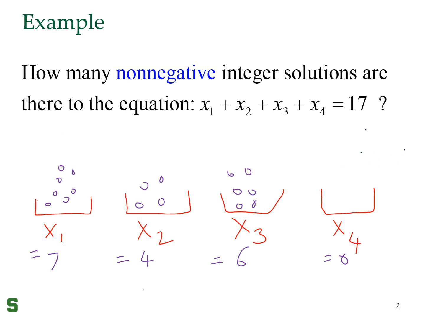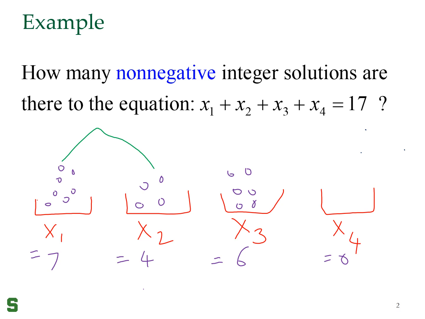So let's suppose I take two of the balls in here, say these two, and I swap them. Is it a different solution? And the answer is no, it's not a different solution, because x1 will still stay 7, x2 will still stay 4, x3 will still stay 6, x4 will still stay 0. That means the balls are not distinguished.